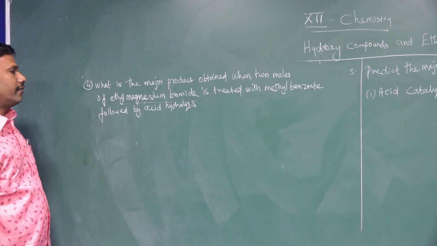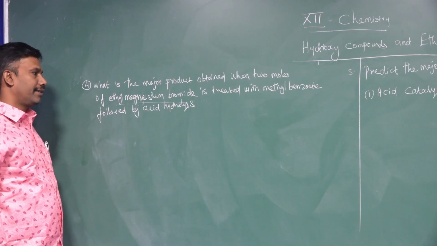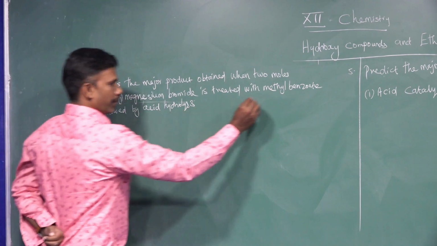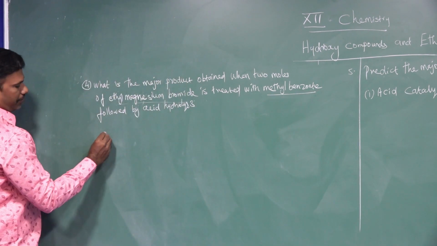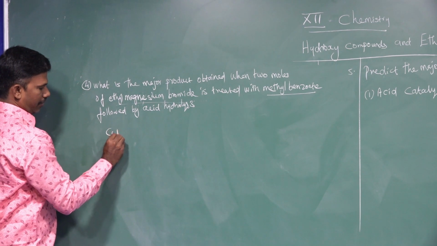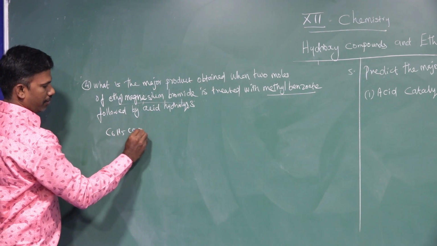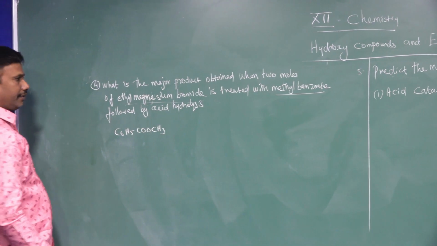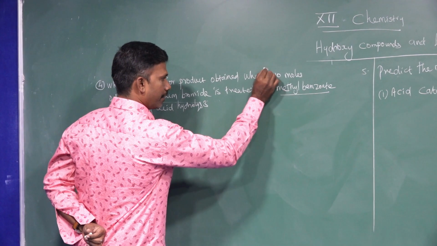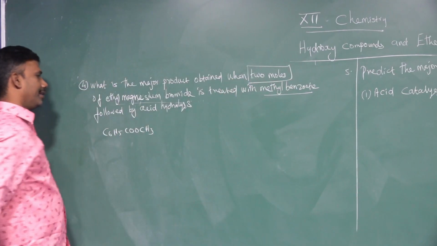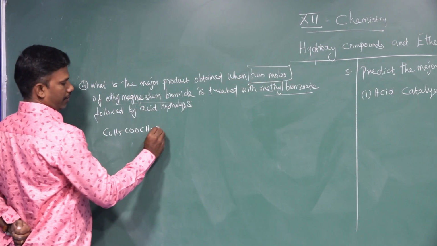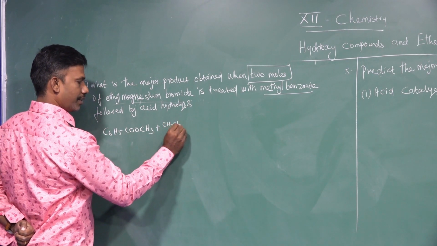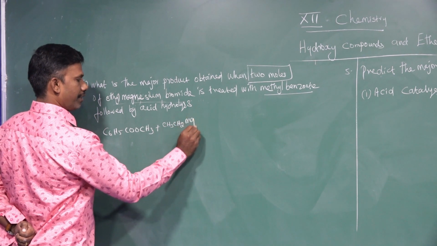What are they indirectly saying? How is the treatment of a Grignard reagent with an ester like methyl benzoate? Methyl benzoate means benzoic acid and a methyl group should be there. So this should be methyl benzoate. When treated with 2 moles, this should be recalled. How many moles have they taken? 2 moles. 2 moles of CH3 or C2H5 you can write, CH3CH2MgBr.